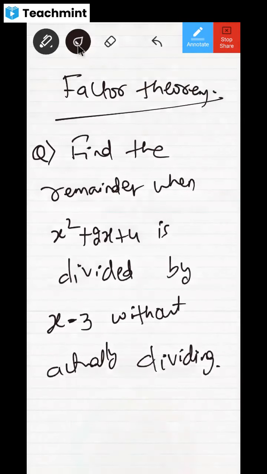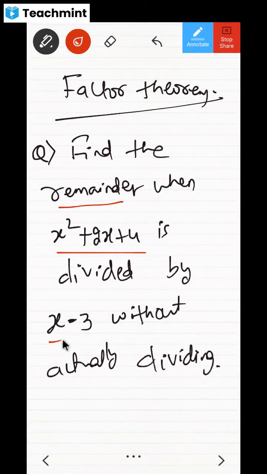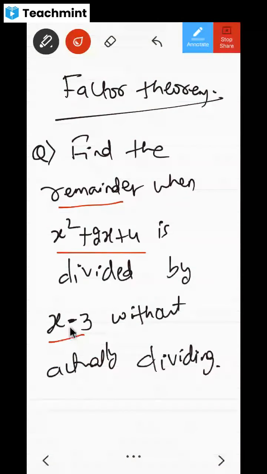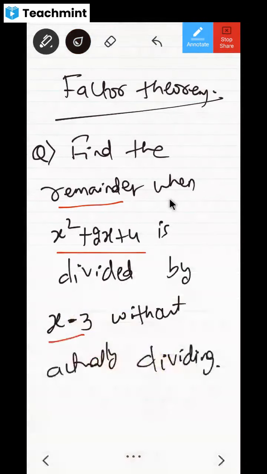Look at the question once again, dear children, very carefully. You have to find the remainder when this polynomial x square plus 2x plus 4 is divided by x minus 3, without actually dividing. You should not do any division. How to do this? Let me explain first, then we'll come back to the logic.